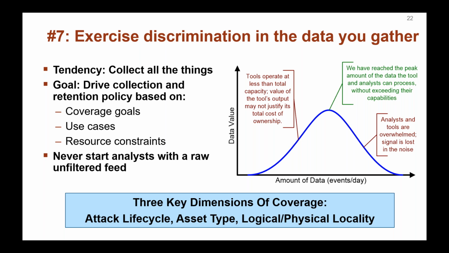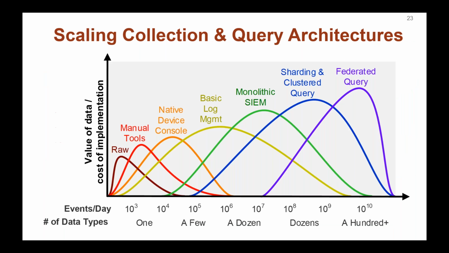So, looking at the amount of data we collect on this little cartoon chart here on the right, we have the amount of data on the x-axis, and on the y-axis we have the value of that data. Depending on the tool we collect it into, we may be overwhelmed on the right-hand side or underwhelmed and not working to our capacity on the left-hand side. So we want to find that sweet spot. That sweet spot will depend on which tool you're using to collect your data. Here are some different sweet spots.